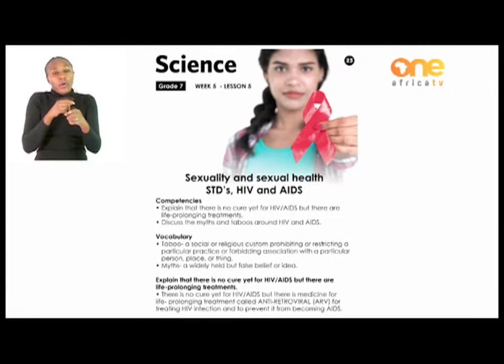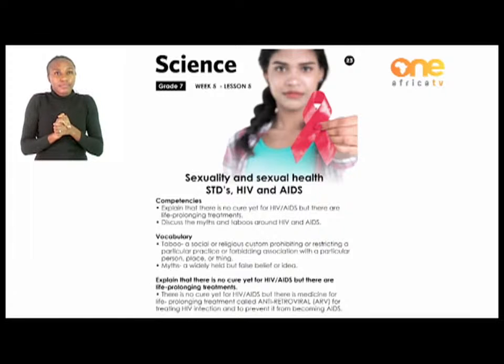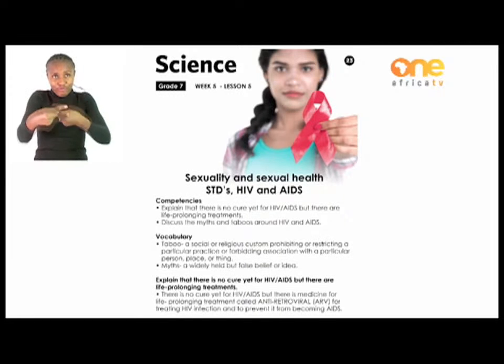Explain that there is no cure yet for HIV, but there are life-prolonging treatments. There is no cure yet for HIV, but there is medicine for life-prolonging treatment called antiretrovirals, or simply known as ARVs, for treating HIV infections and to prevent it from becoming AIDS.